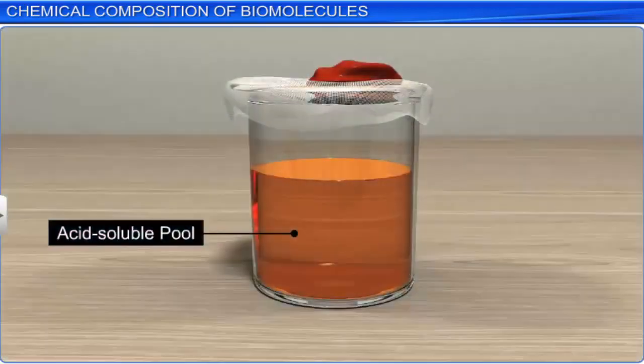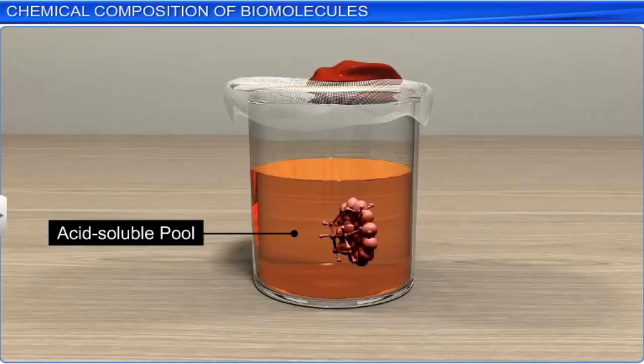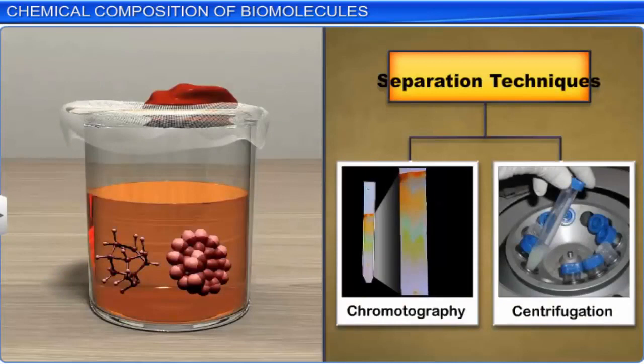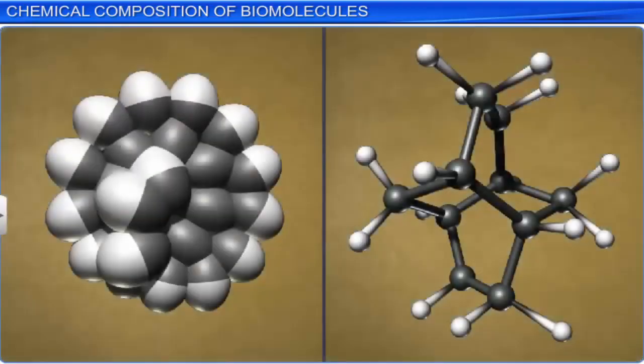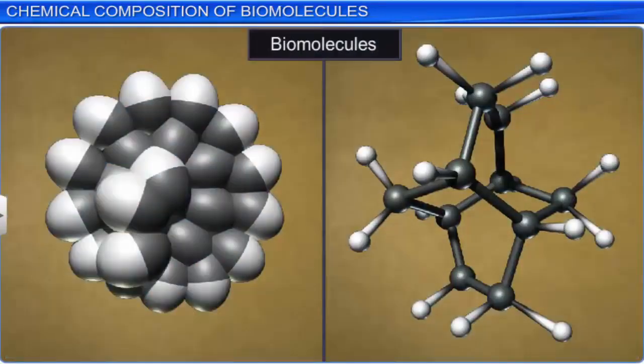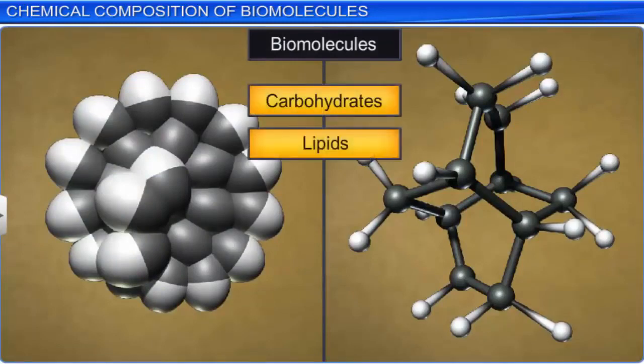The acid-soluble pool contains organic compounds. Once a compound has been extracted, the next stage is to separate one compound from the others using separation techniques such as chromatography and centrifugation. Thereafter, various analytical techniques are used to identify the molecular formula and the structure of the compound. All the carbon compounds we derive from living tissues are called biomolecules. For example, carbohydrates, lipids, amino acids, water, and nucleic acid.